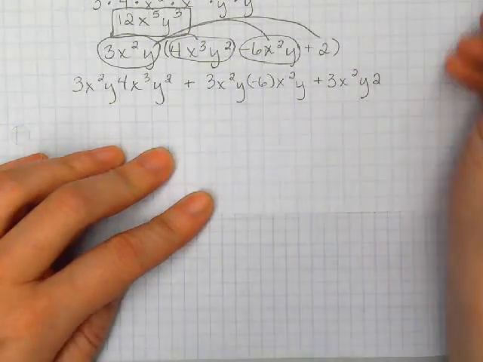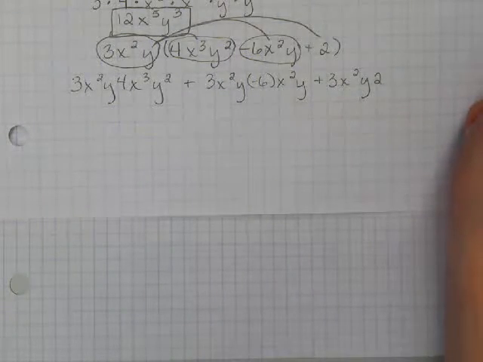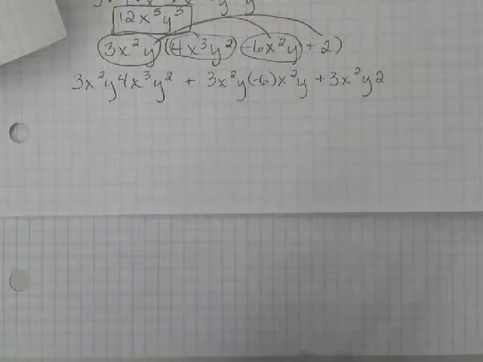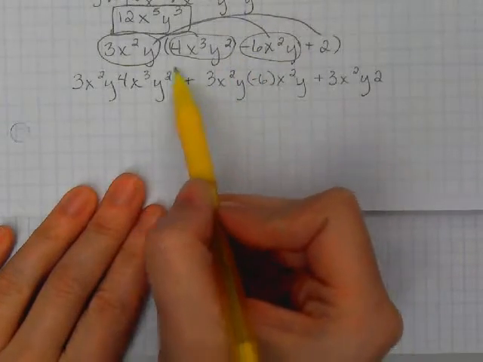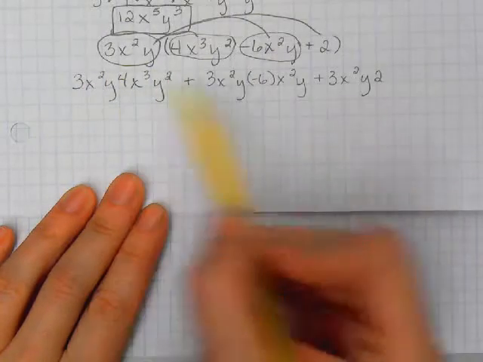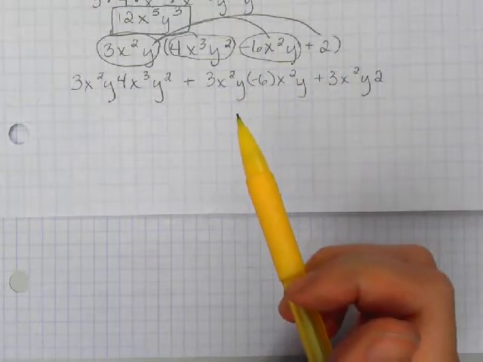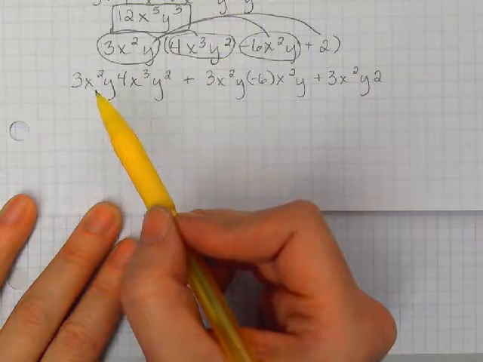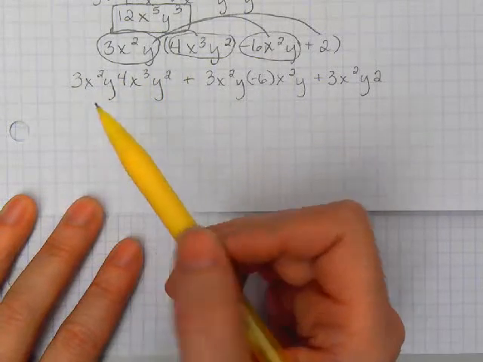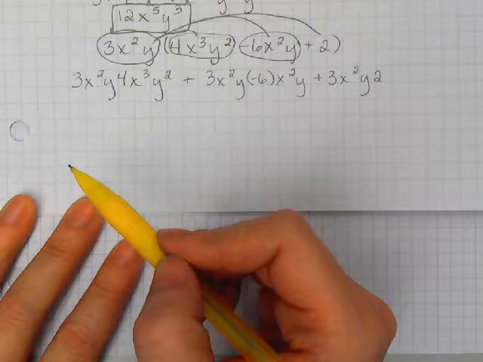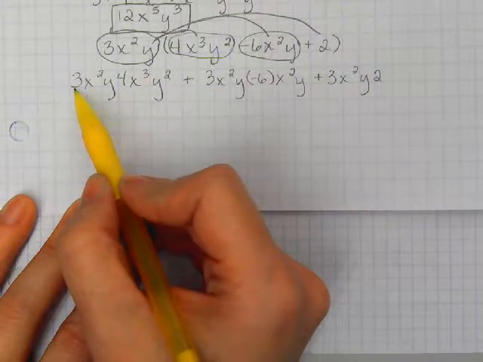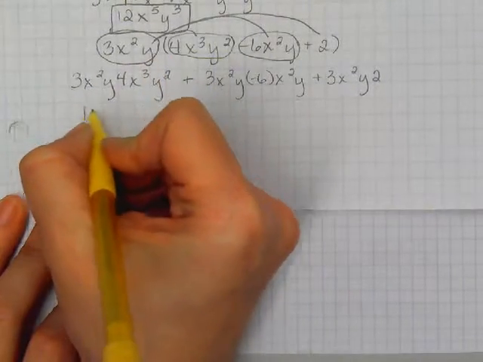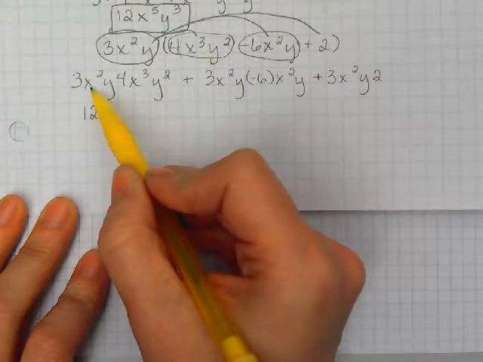I'm going to bring down that plus sign. What two coefficients am I multiplying on this second term? 3 and negative 6. And what does that give me? Negative 18. So I got my 3 and my negative 6 covered. X squared times x squared is x to the fourth. And y times y, y to the second. I got everything covered from my second term.